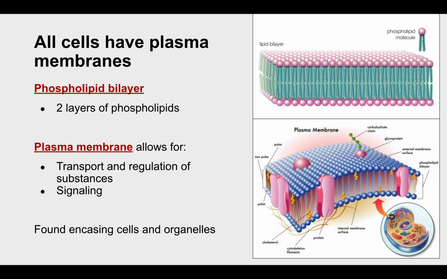Okay? So we are going to find these plasma membranes encasing the entire cell themselves, right? But also surrounding all of the organelles. Right? So organelles are those membrane-lined compartments. That membrane is a phospholipid bilayer.